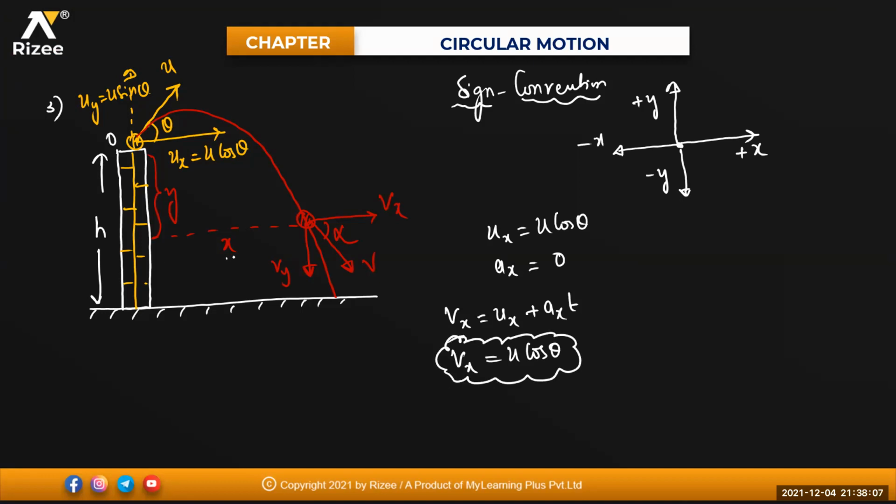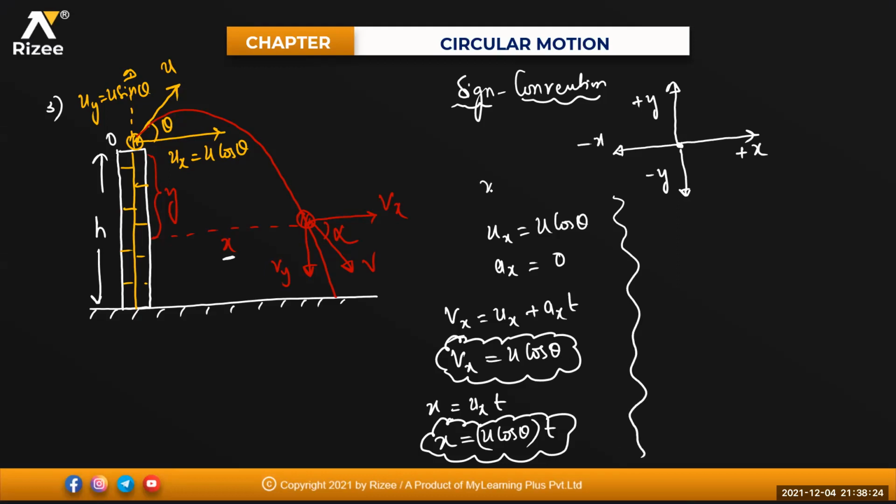Then displacement along x-axis, this x value if I need to calculate. X is equal to ux into t, which is u cos theta into t. So this will be the x component. Clear for everyone? Got it? Yes, sir.